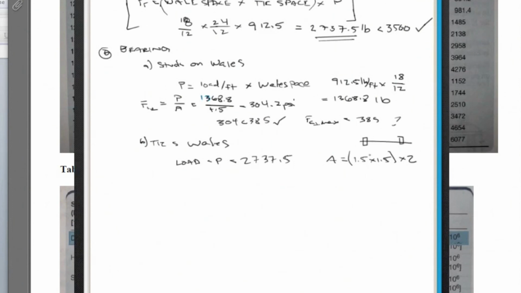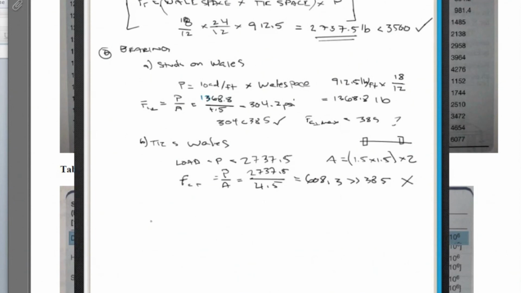So here's the area that we're going to be using. So we get Fc equals P over A equals 2737.5 divided by 4.5 equals 608.3. And that's much greater than 385. So that's not okay. So what can we do about it?